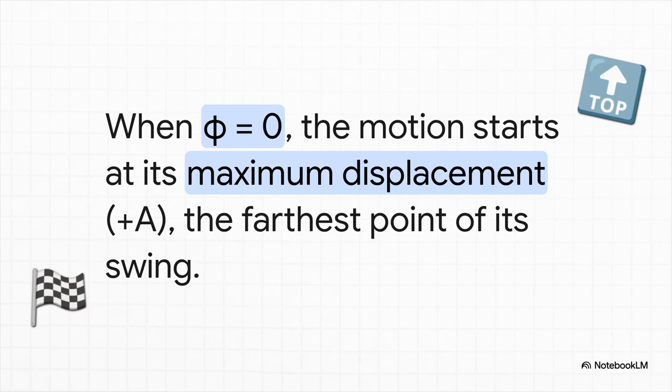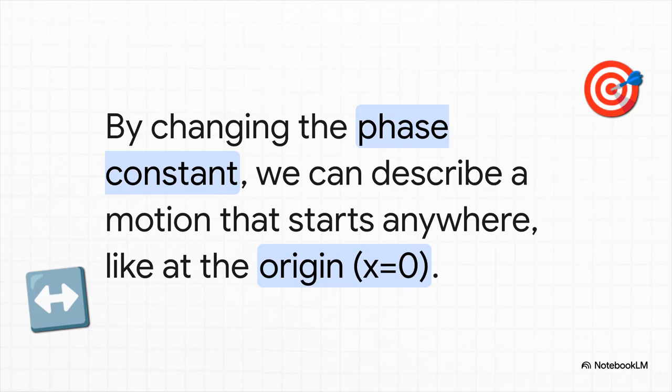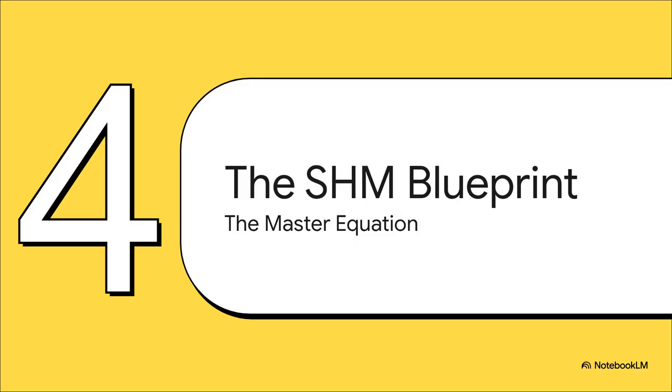So here's the simplest case. When the phase is 0, it just means our observation, our stopwatch, starts at the exact moment the object hits its farthest point, its maximum amplitude. But what if we started our stopwatch when the object was zipping right through the center? Well, as you can see here, that's no problem. We just change the value of our phase constant, and the equation can perfectly describe that different starting point. The phase gives us the power to start our description from any point in the cycle. It's incredibly flexible.